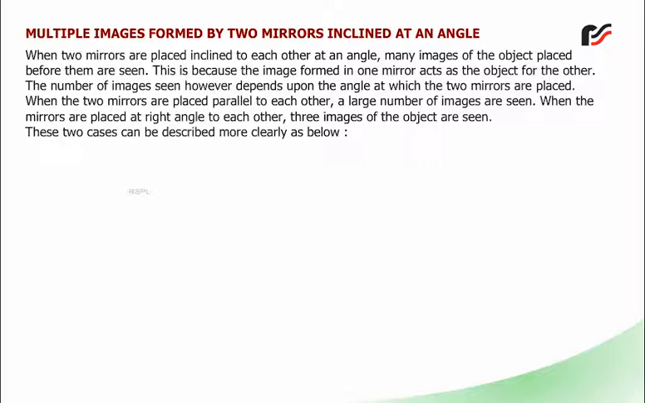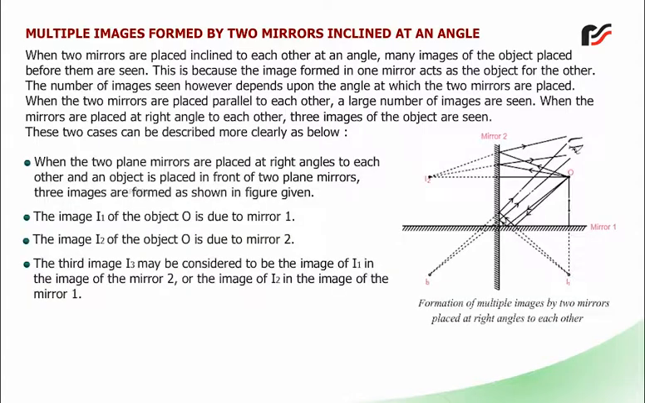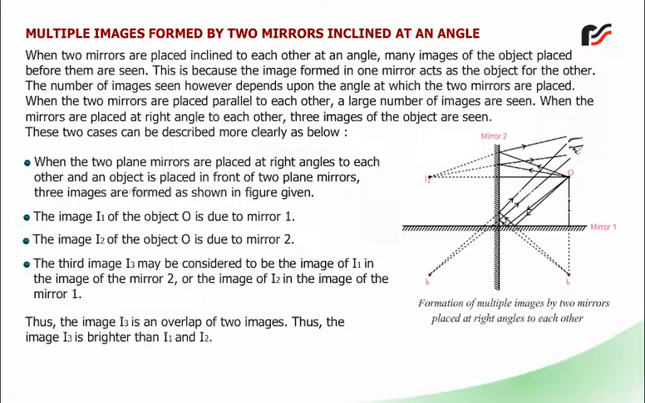These two cases can be described more clearly as below. When two plane mirrors are placed at right angles to each other and an object is placed in front of the two plane mirrors, 3 images are formed as shown in the figure given. The image I1 of the object O is due to mirror 1. The image I2 of the object O is due to mirror 2. The third image, I3, may be considered to be the image of I1 in the mirror 2 or the image of I2 in the mirror 1. Thus, the image I3 is an overlap of two images. Thus, the image I3 is brighter than I1 and I2.